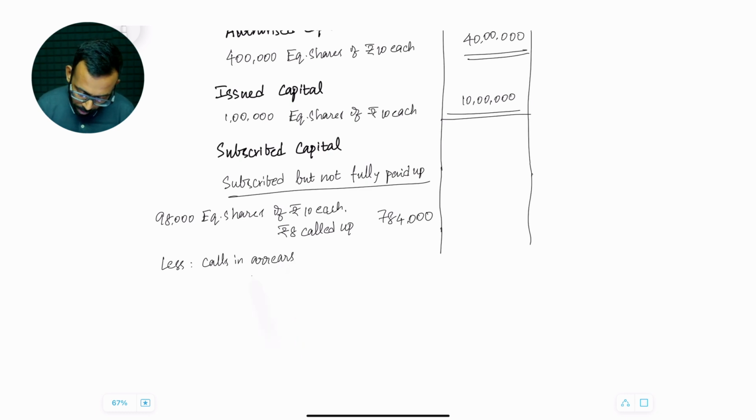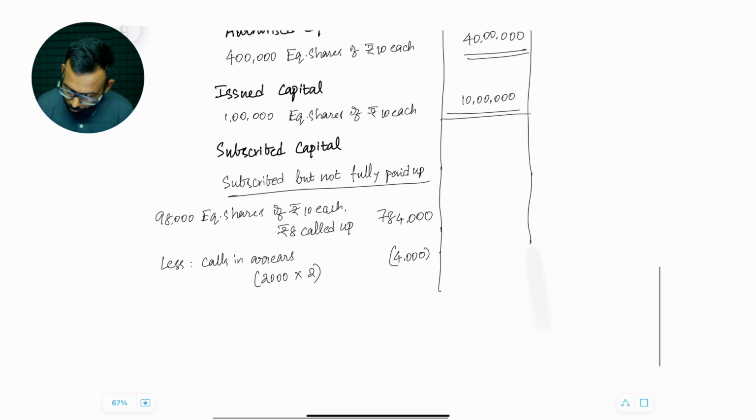So how many shares are in arrears? 2,000 equity shares into 2 rupees we haven't received. Therefore, 4,000 rupees have not been collected. So this is your share capital amount. But apart from this, you also have money that is still remaining in share forfeiture.